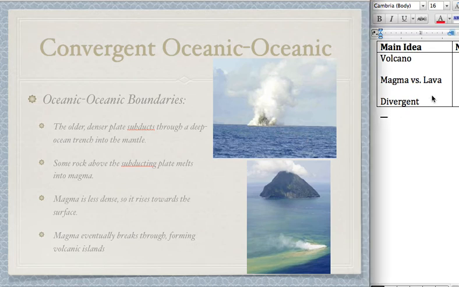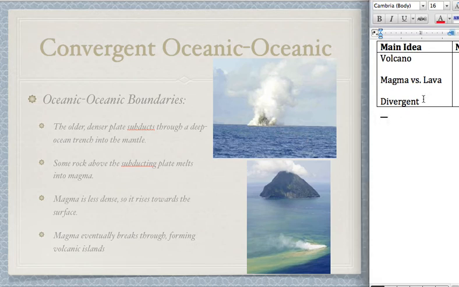All right, the next way we can get volcanoes is at a convergent boundary, and we can get them at convergent oceanic boundaries as well as oceanic-continental. All right, and again, you do not need to write all of this text. Don't copy it all down. Not a good use of your time. All right, this is just a summary of what we already know.